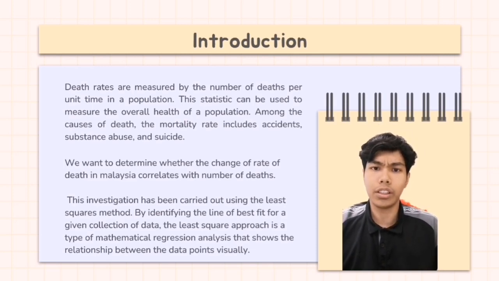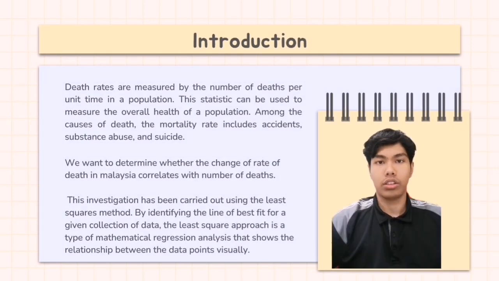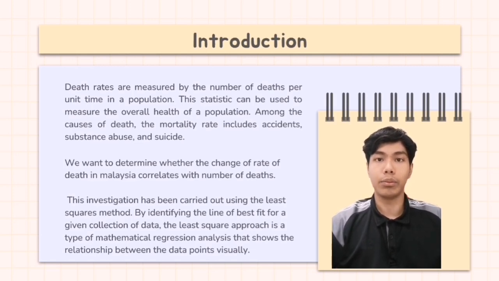I am the first presenter, and today we want to find the death count and the annual death rate of Malaysia by using the least square method. Death rates are measured by the number of deaths per unit time in a population. This statistic can be used to measure the overall health of a population. Among the causes of death, the mortality rate includes accidents, substance abuse, and suicides.